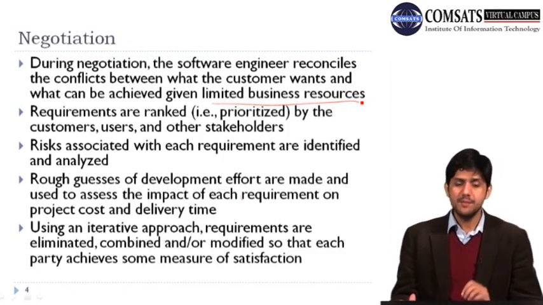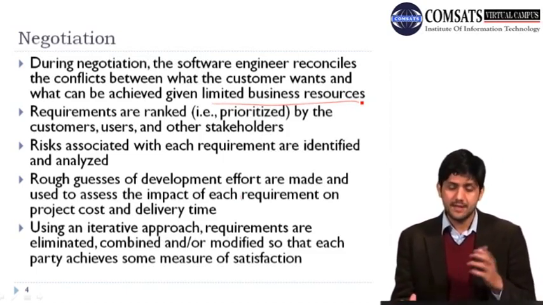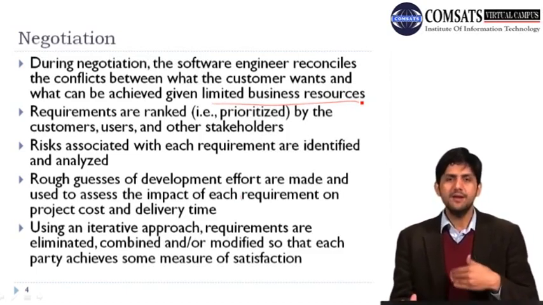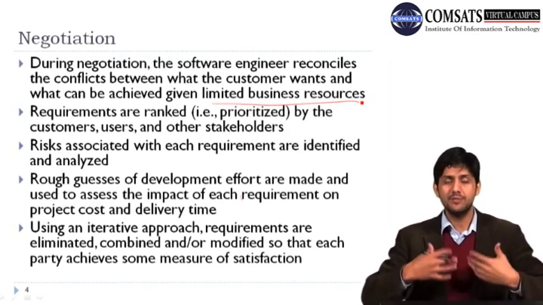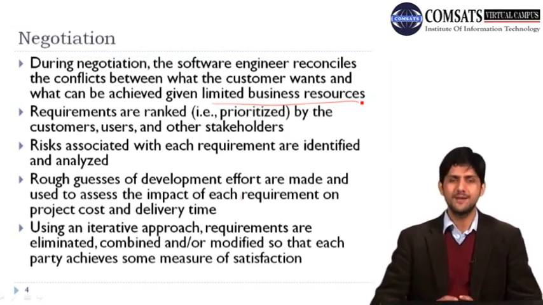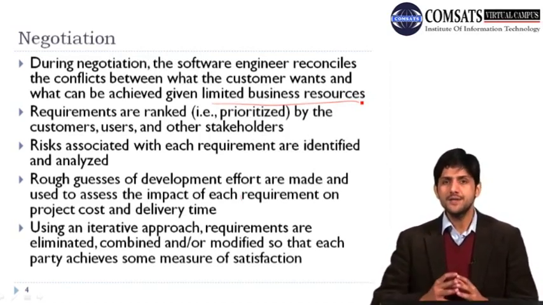So as we said, requirements are usually ranked, that is, they're prioritized by the customer, users, and other stakeholders. So there are different people who are involved in this process. When you're prioritizing requirements, you take all their opinions. And why is prioritization difficult?